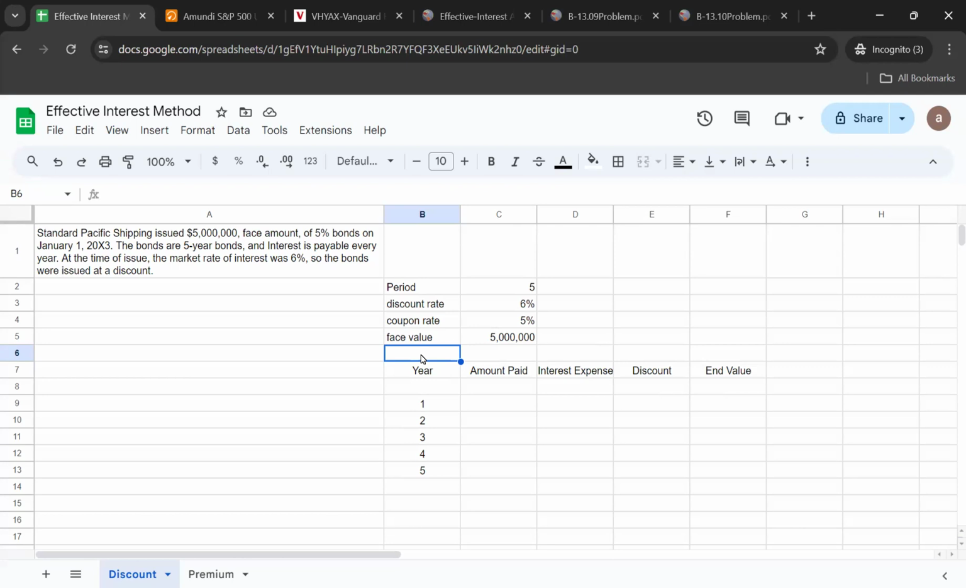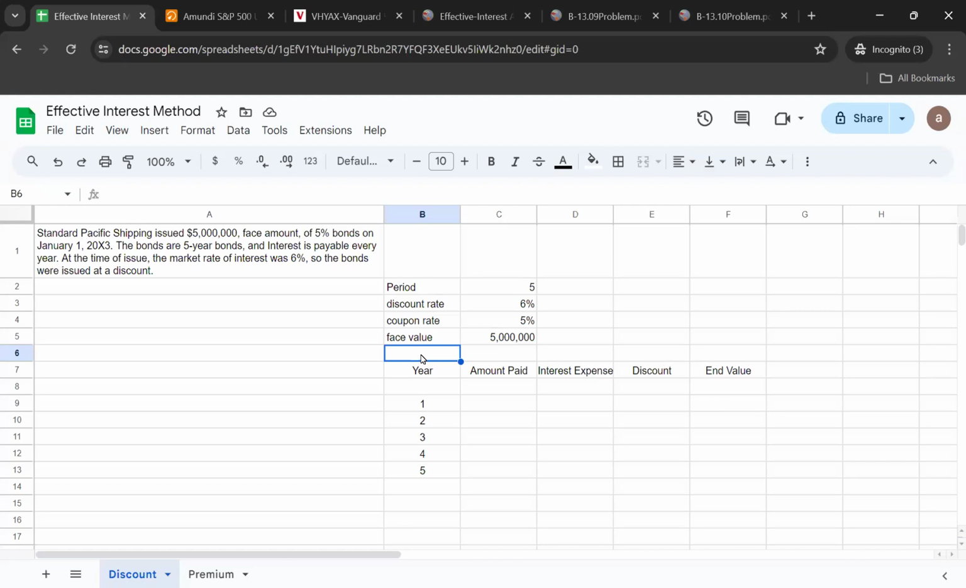So we will just look at how to actually read this question and understand it and how to make that effective interest table. And we will do two examples here. One would be with discount, and one would be premium. I'm going to explain what that means as well in this video. So let's get started and read the question first.